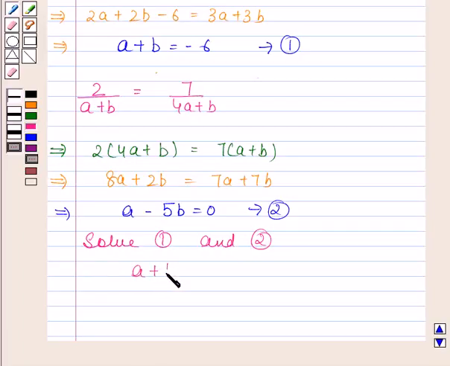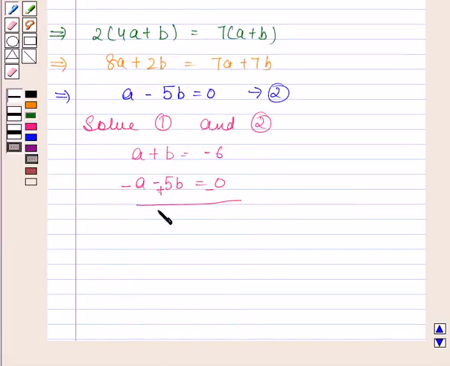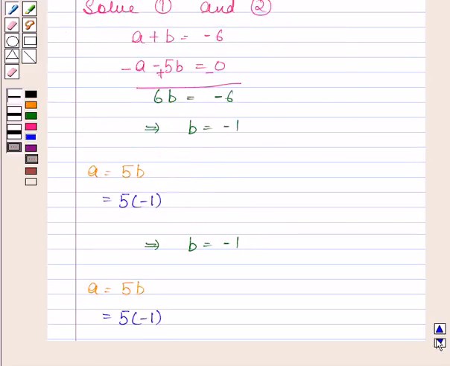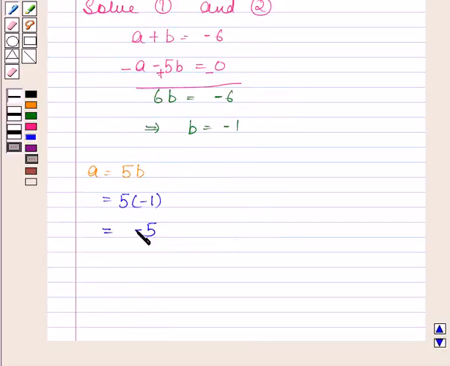From 1 we have a plus b equals minus 6 and from 2 we have a minus 5b equals 0. Now we will subtract this equation from this. So we get 6b equals minus 6 and this implies b is equal to minus 1. Now a is equal to 5 times b, so a is equal to 5 into minus 1, and 5 into minus 1 is minus 5. So the required value of a is minus 5 and the required value of b is minus 1.